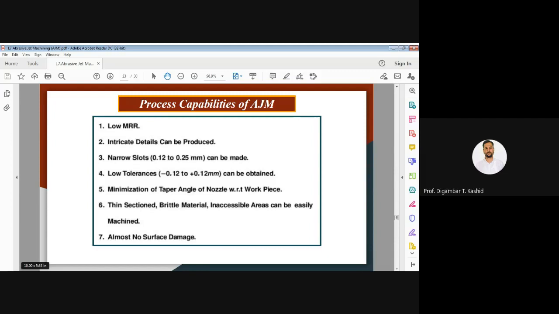But the advantage is that you can produce intricate details on the component or the workpiece. You can have CNC abrasive jet machining, where the movement of the workpiece and the jet you can numerically control with the help of the CNC feature of that machine. The next capability is that narrow slots can be cut.